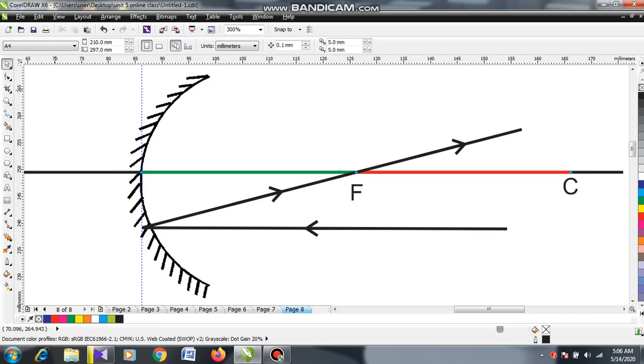Tomorrow inshallah we will work on certain new ideas on concave mirrors.